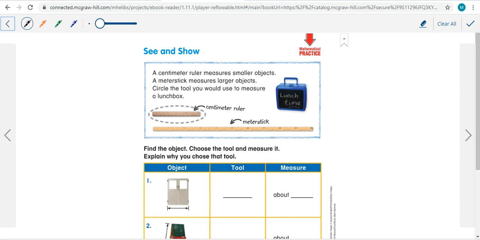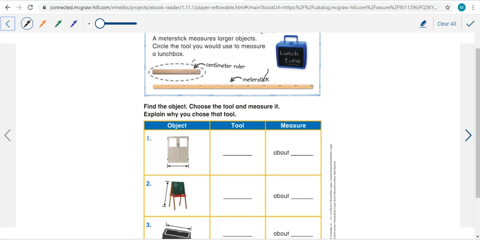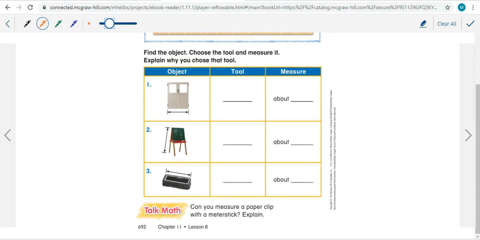Turn your page. Now, a centimeter ruler measures smaller objects. A meter stick measures larger objects. So this is a centimeter ruler and this is a meter stick. Can you see that it's the same as a yardstick? And this one is the same as the inch ruler. Okay? Now, we're going to do this same thing.